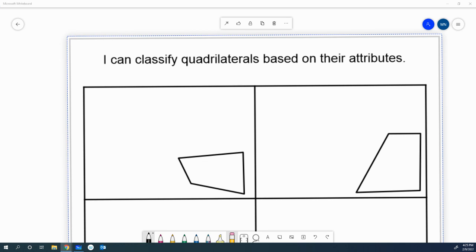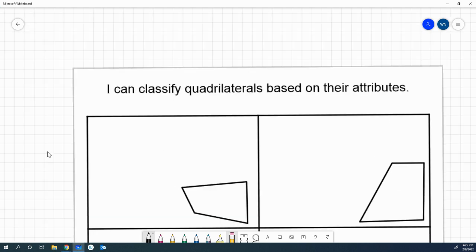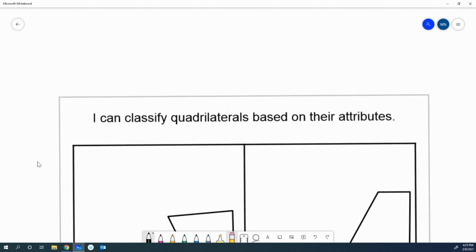In this video, we're going to classify quadrilaterals based on their attributes. So remember, quadrilaterals are any polygon that have at least 4 sides. Remember, a polygon, we learned yesterday, has to have at least 3 connecting sides. So it has to be a closed figure.